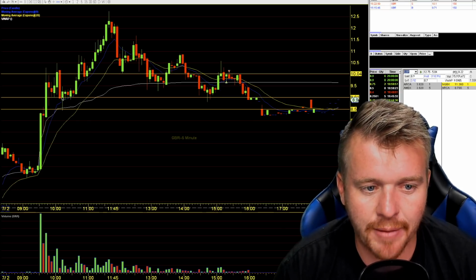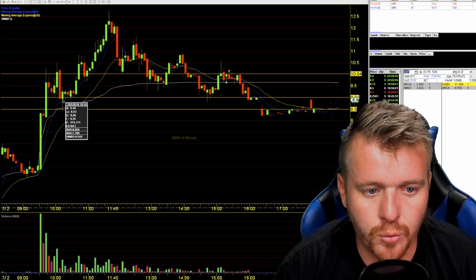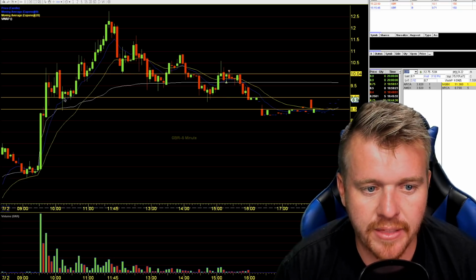You got all the stuff kind of lining up. We had this one pullback, but look how fast this pushed back up there. You can see that wick there from 8.43 pushing right back up to that $9 area, and then holding, and then making the move higher.